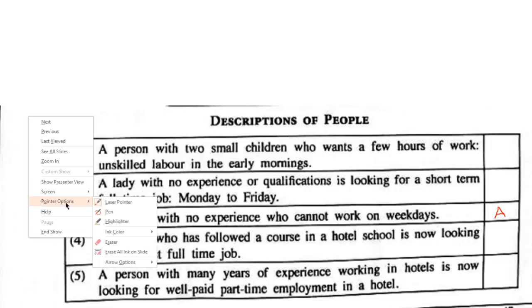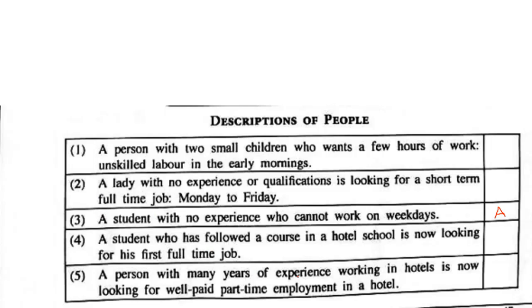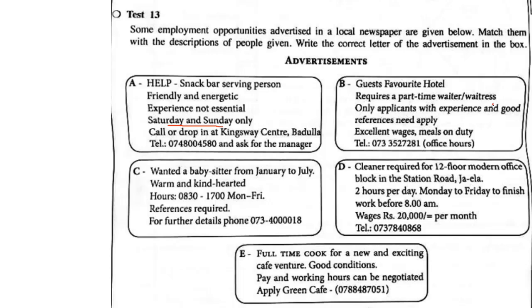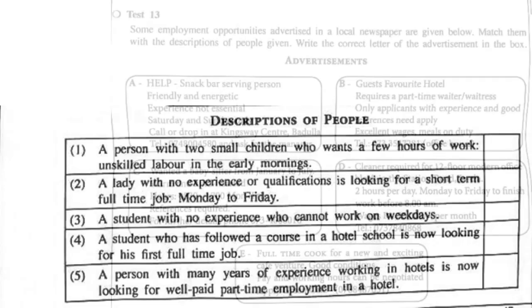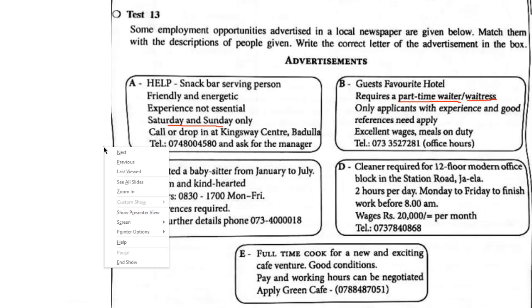A person with many years of experience working in a hotel is now looking for a well-paid part-time employment job. So they say that you can be a part-time waiter, waitress, or a full-time waitress. Okay. So the ideal condition here will be person number 5. Let us look at number C here.